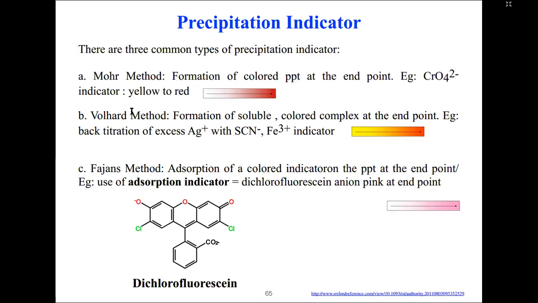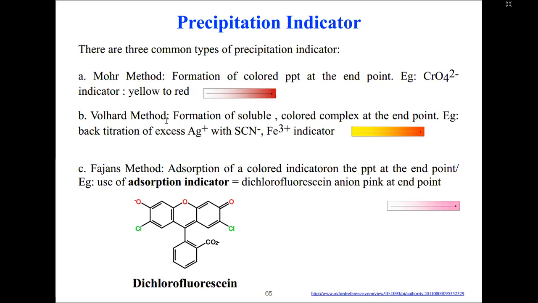Now we go into precipitation titration. We'll directly go into precipitation indicator. So there are three types of precipitation indicator: Moore method, Ballward method, and Poisson's method. Okay, that's how you can use this indicator. So in Moore's method, there is formation of a colored PPT at the end point. So you form a PPT which is colored.